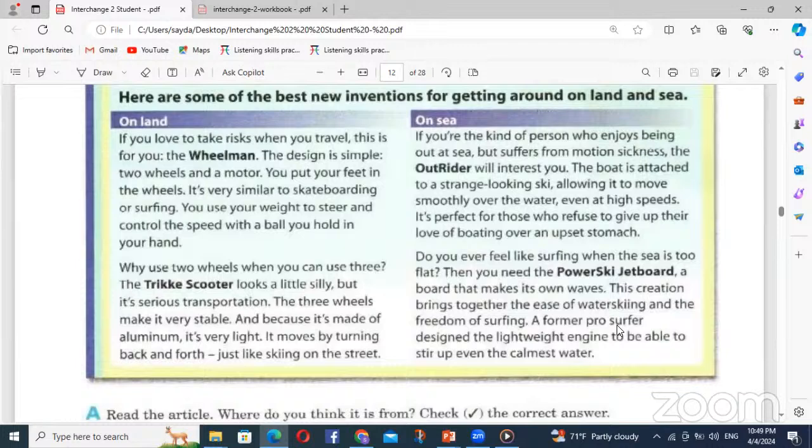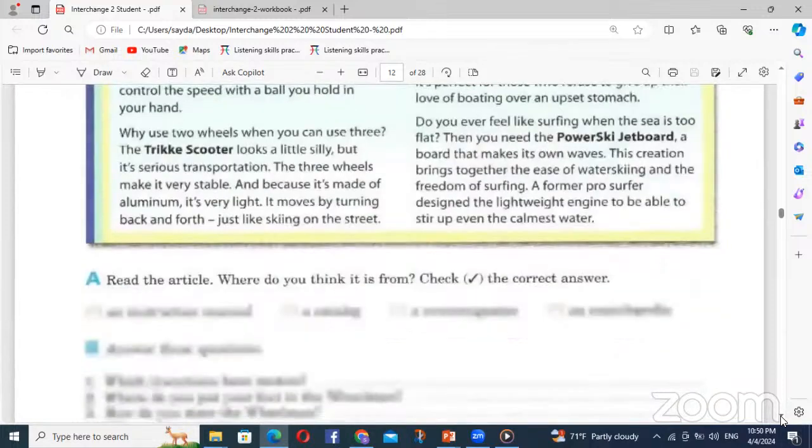I use it to say that I'm moving on water, what we call riding the waves. Or I surf the internet, meaning I search on the net. So this is the suitable verb for surf the net. Surfer is the person. A former pro surfer is the person in the past. Able to stir up the calmest water. Okay, this is picture number 2.